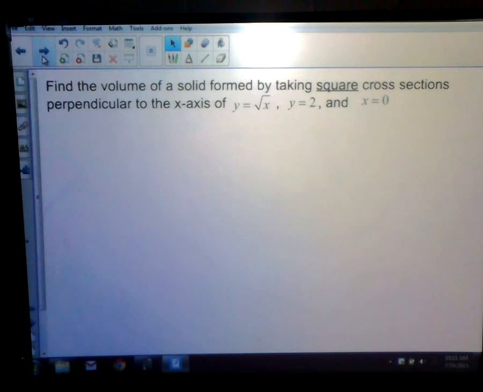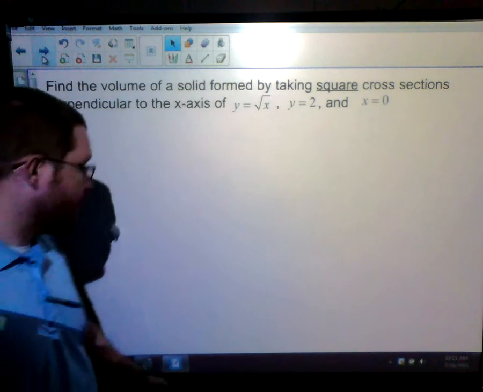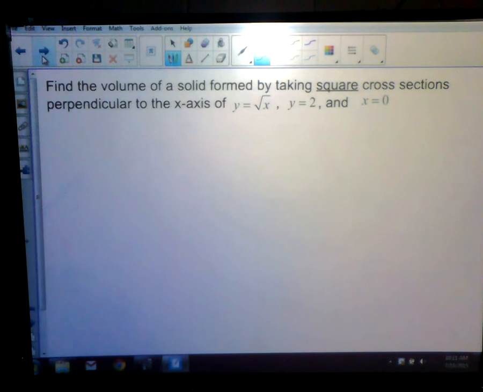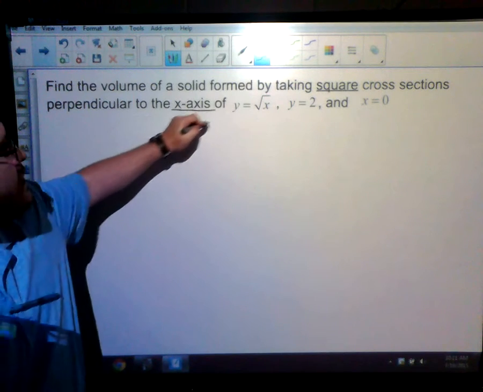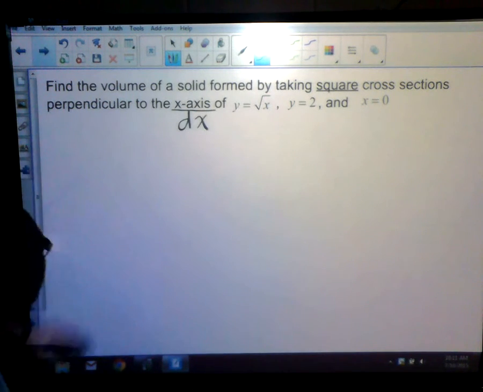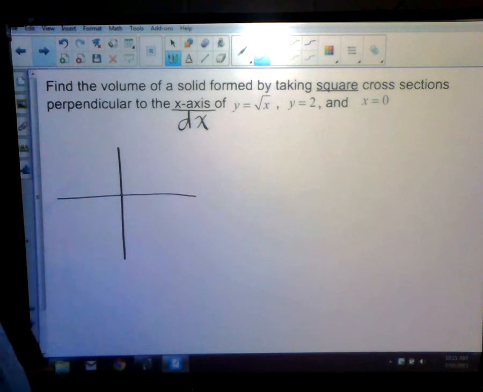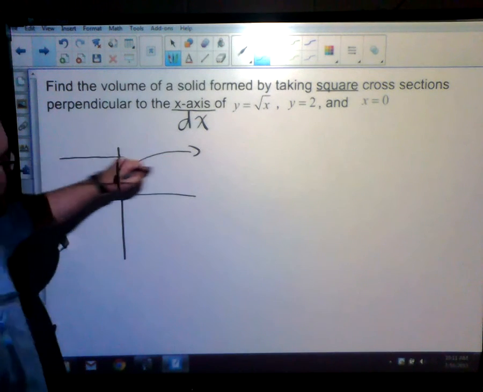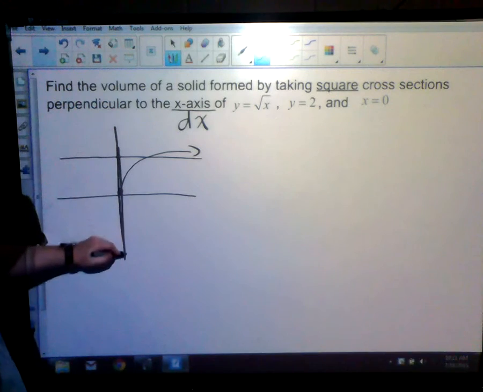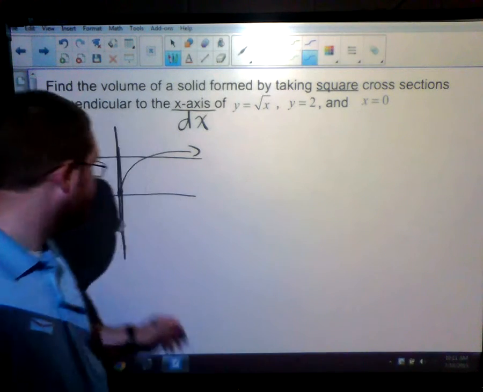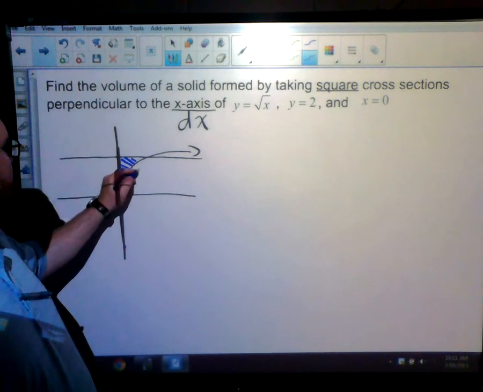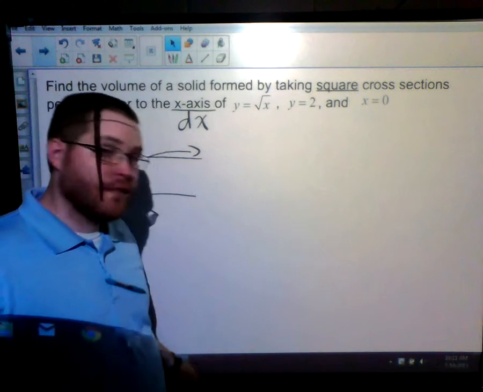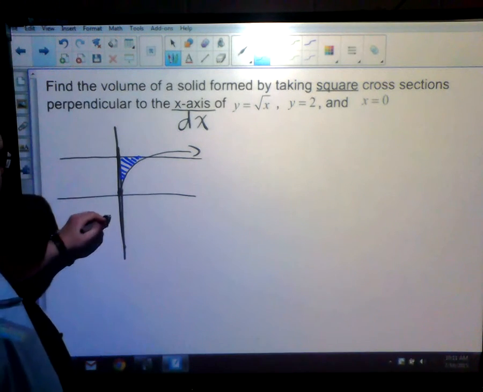We're going to use the same graph and just different cross sections for these next three examples. Find the volume of a solid formed by taking square cross sections perpendicular to the x-axis, that means dx, of y equals square root of x, y equals 2, and x equals 0. So I'm talking about this area right in here.